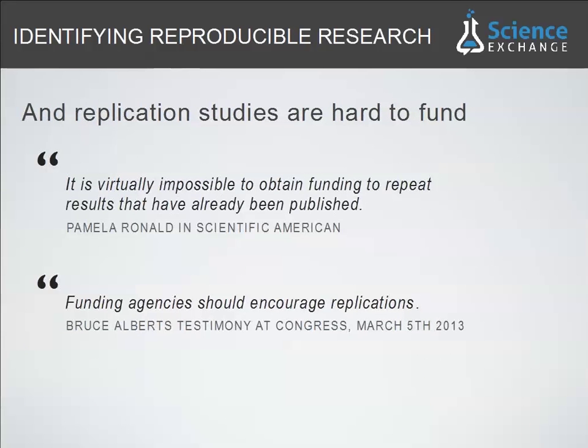So this is also related to funding. Replication studies are very hard to fund. Pamela Ronald, who was the investigator who retracted studies in PLOS and Science, said that it's virtually impossible to obtain funding to repeat results that have already been published. So it was very difficult for her to determine whether she should retract her studies because she could not obtain funding to really do the experiments to repeat work that she had already published.